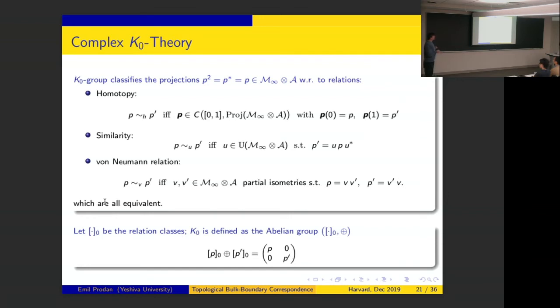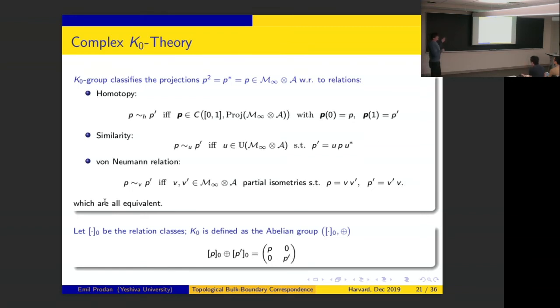In general, these three are different, but if you tensor your algebra with the algebra of matrices of arbitrary large dimension, then all these three equivalence relations become the same. So if this defines a class relative to these relations, then the K-naught group is defined by the set of these classes together with formal addition, and the addition is just like so.